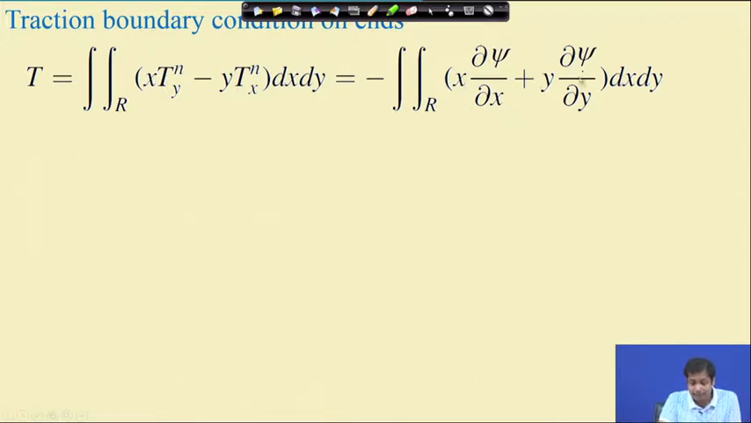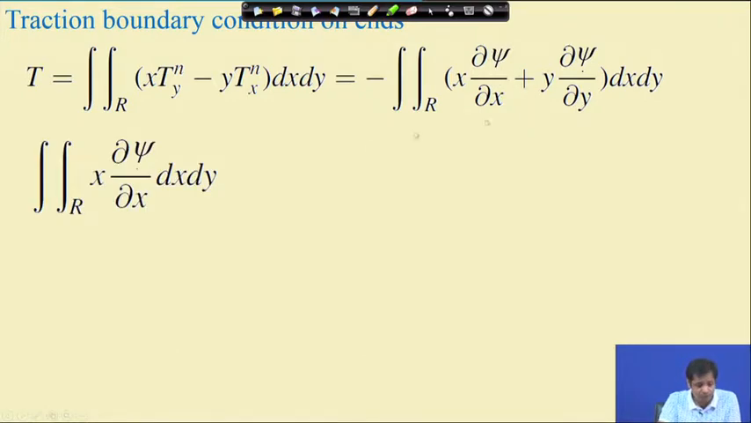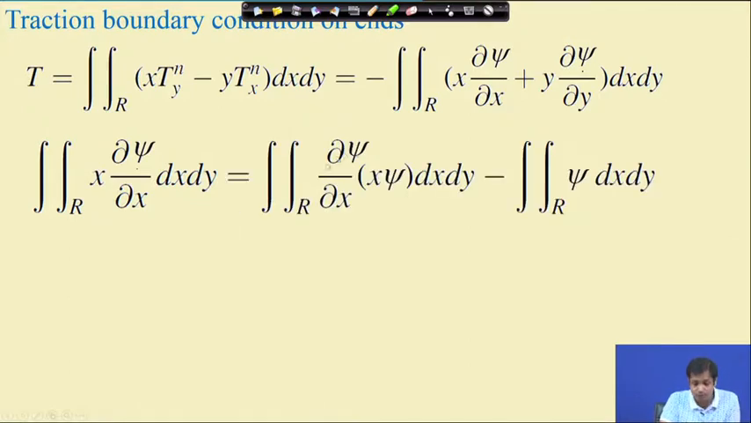Now, this integration has two parts. Let us see what the first part is. The first part is this. Now, if we integrate it by parts, then this integration gives you this.